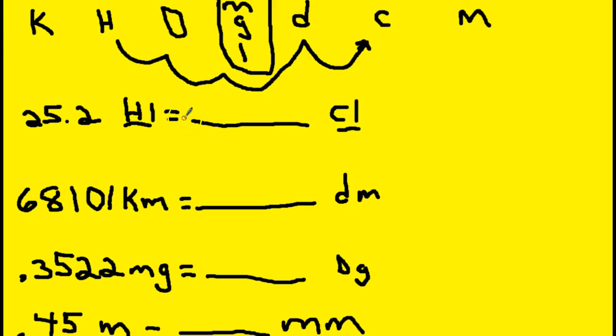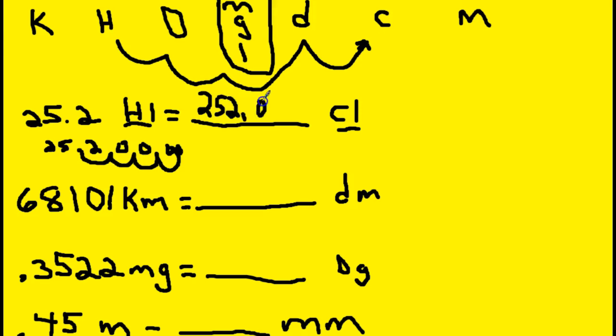Since we're going to the right, you take the decimal point. If we had 25.2, you go 4 to the right: 1, 2, 3, 4. Put the decimal point here, fill in the zeros, and then you write the number. So that's going to be 252,000. That number goes here.